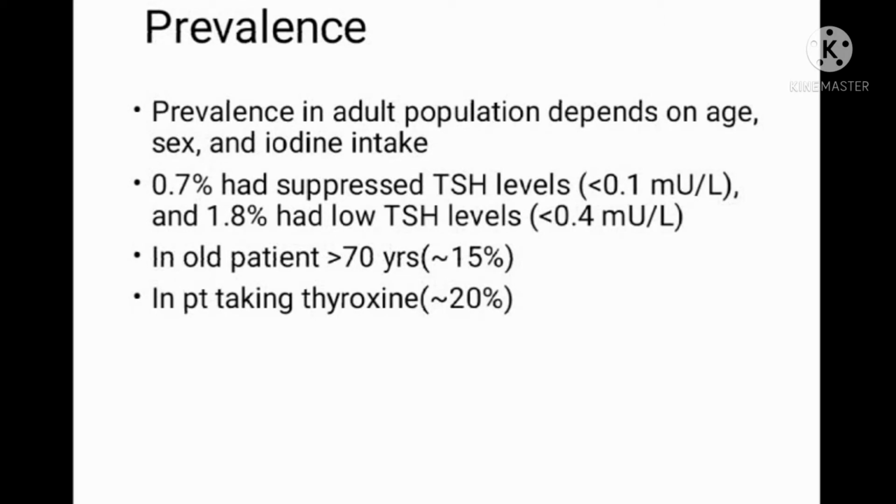When you come to the prevalence of subclinical hyperthyroidism in the adult population, it depends on three factors: age, sex, and iodine intake. In general, the prevalence is around 0.7% in patients with severe subclinical hyperthyroidism and around 1.8% in patients with grade 1 or mild subclinical hyperthyroidism. But the prevalence may reach around 15% in older patients greater than 70 years of age, and around 20% in patients taking a high dose of exogenous thyroxine.